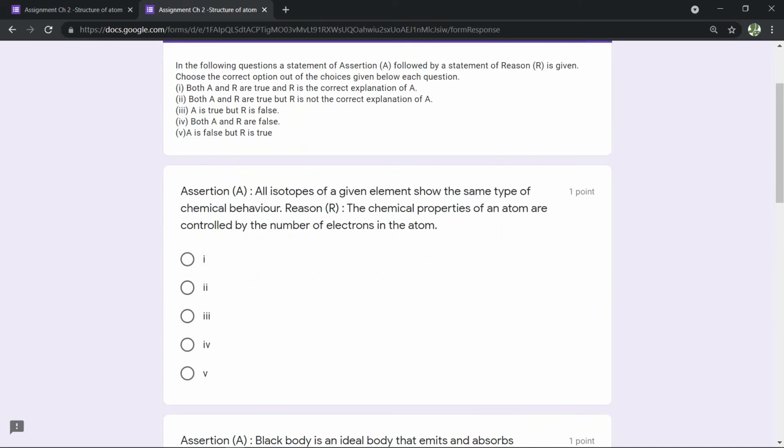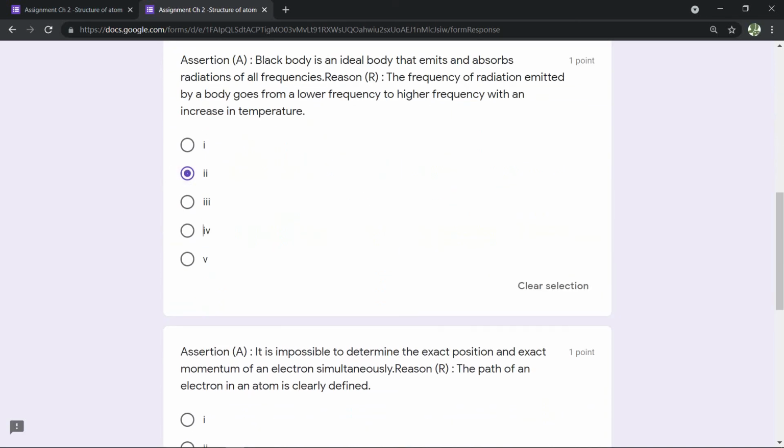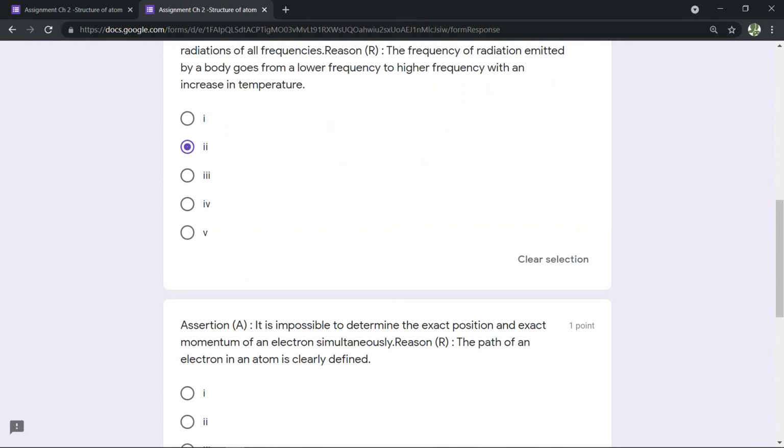One more. Ma'am, the assertion says it is impossible to determine the exact position and exact momentum of an electron simultaneously. Yes, it is the Heisenberg uncertainty principle, so it is true. And the reason is that the path of an electron in an atom is clearly defined. That is false, because the concept of orbit is false. It has been replaced by the concept of orbital. So A is true, but R is false. Okay? So you can submit the assignment.